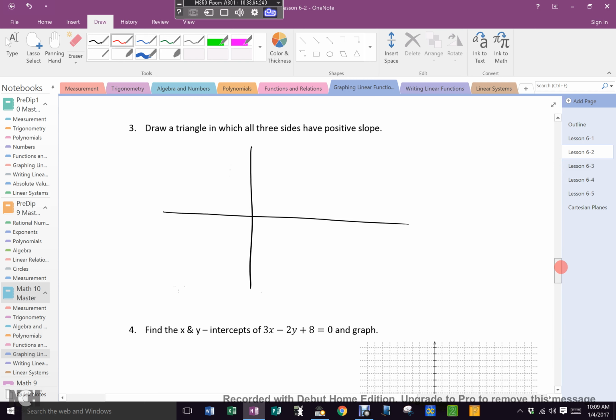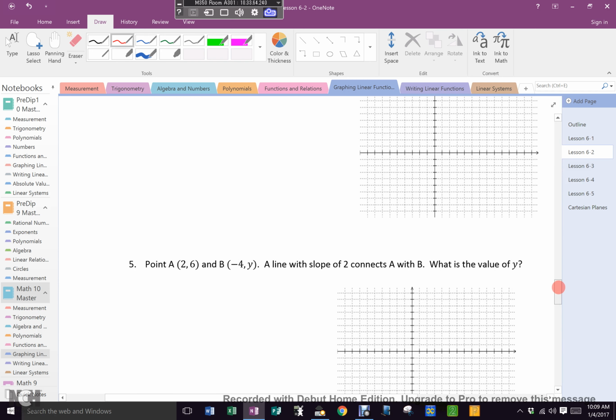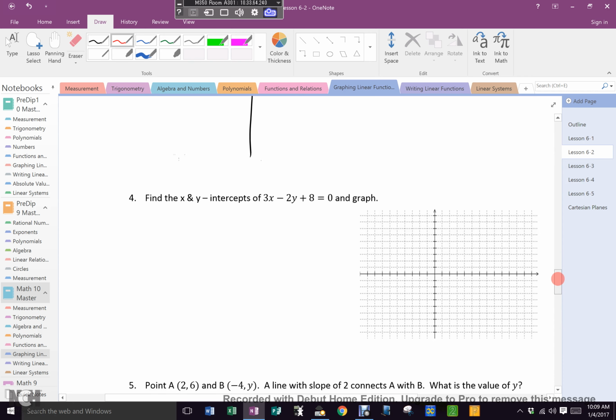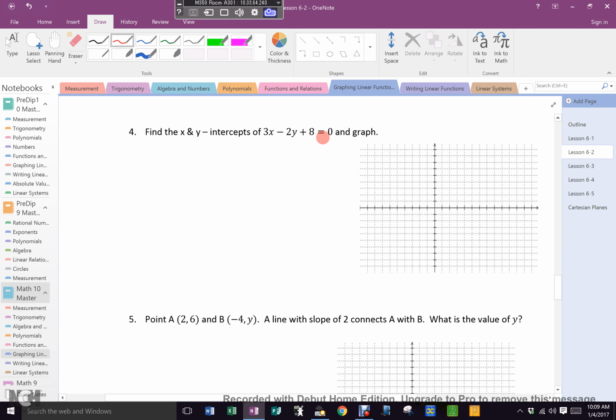You should be able to do that positive slope one, and you should be able to do this x and y intercepts one by yourselves, because I got to pee. So you're on your own for a minute.